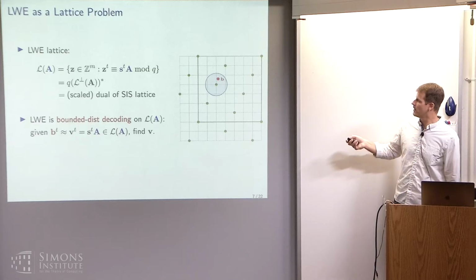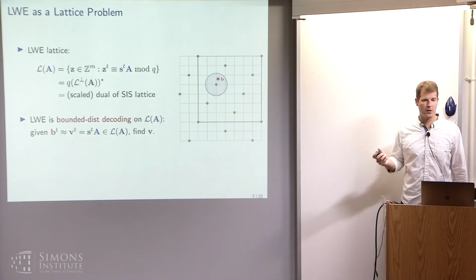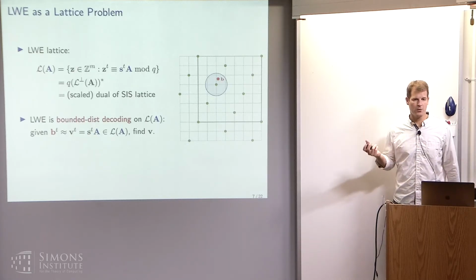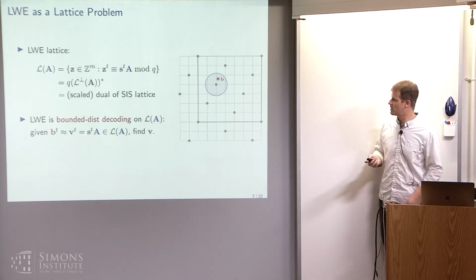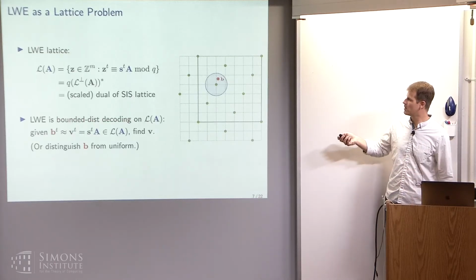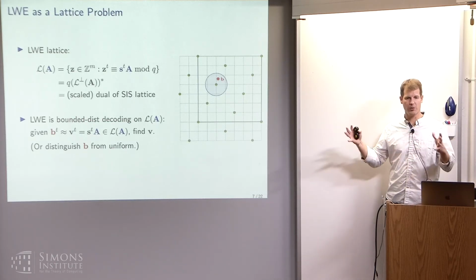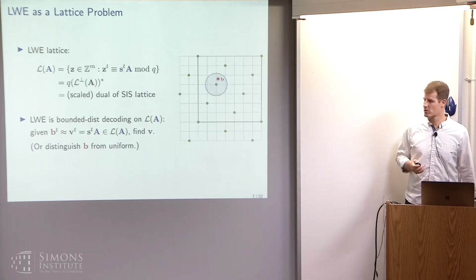And what's important is that the amount of error that we add is typically very small compared to the minimum distance of this lattice. So there's a unique answer. This B is relatively speaking very close to some lattice point. It's guaranteed to be, and your goal is to decode it to the unique nearest lattice point. So that's the BDD view of LWE. Or you could say, well, distinguish a B which is very close to the lattice from a uniformly random point in space. That would be the distinguishing or decision problem.